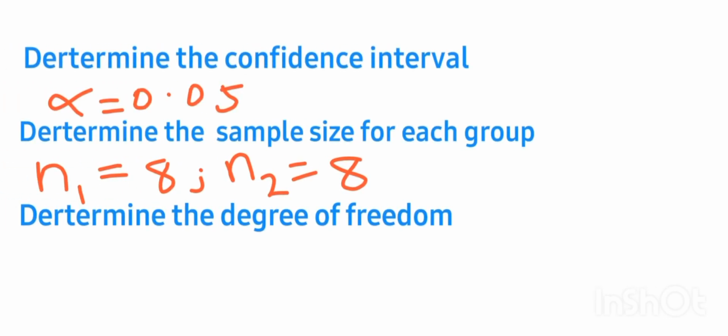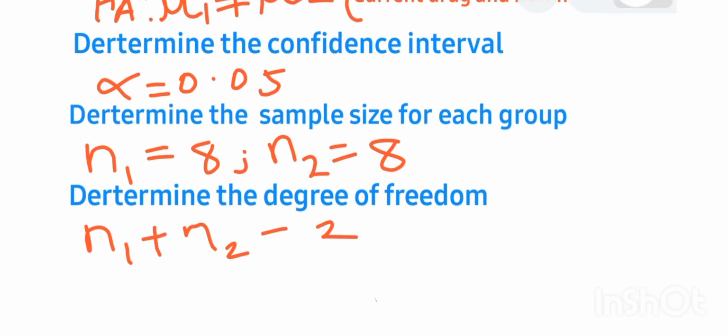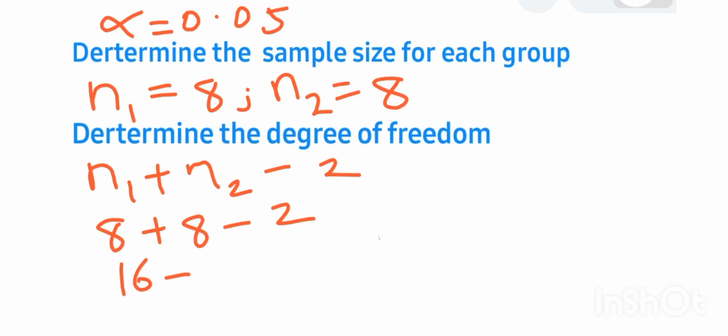This step says determine the degree of freedom. Here we're talking about unpaired two sample t-tests, and so our degree of freedom will be n1 plus n2 minus 2. Of course, the values of n1 and n2 are equal. So we have 8 plus 8 minus 2, and then 8 plus 8 is 16, minus 2 gives 14. So our DF, degree of freedom, equals 14.